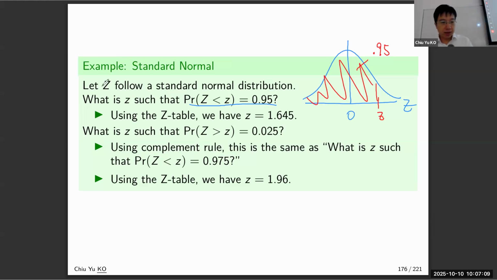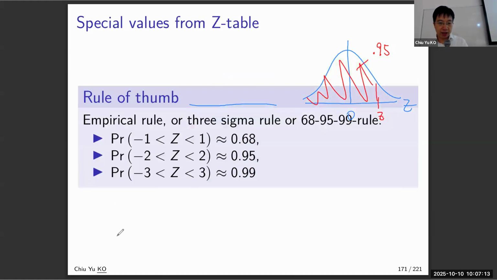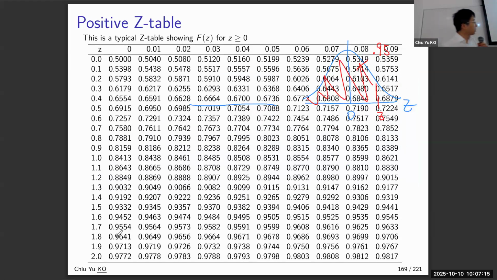How do we do that? Let's actually read the table. Go back, go back, almost. On this slide, we try to find something that is 95%. Scanning around, it turns out to be somewhere on the row of 1.6, and the columns of 0.04 and 0.05. So you get 1.64 and 1.65.